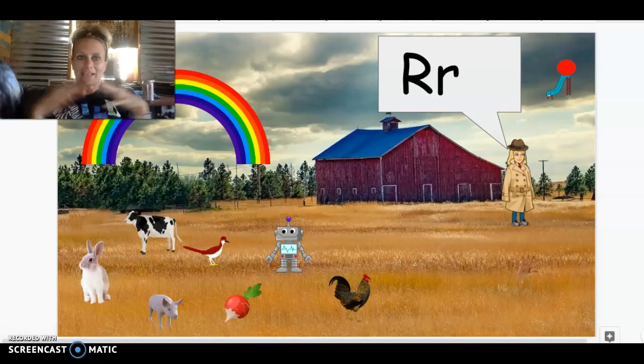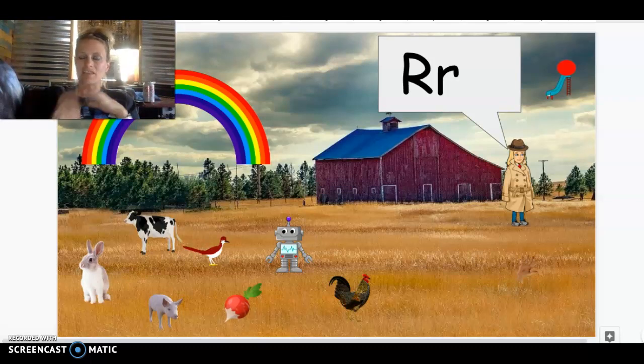So today I need your help finding words that begin with the sound. This is the letter R. R makes the sound. So I want you to pay attention. If you think it goes, I want you to give me a thumbs up. Otherwise, you can just go like this. All right, let's find things that begin with an R. Listen to that sound. Can you say it?